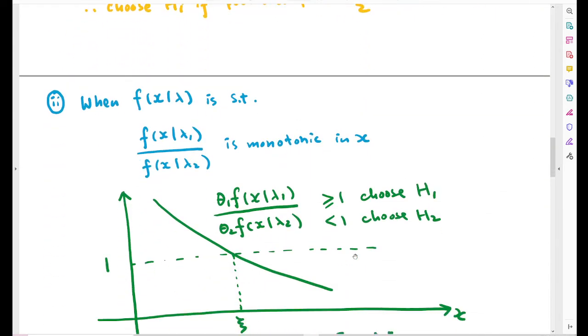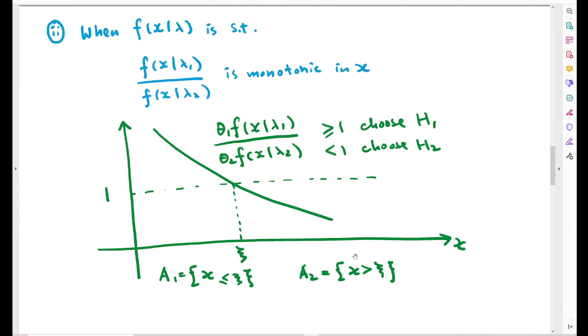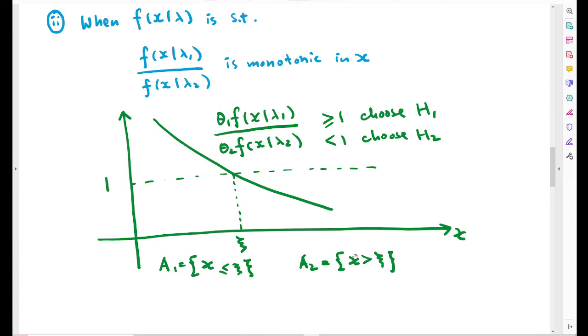Okay, let's continue. Also, in the previous analysis, I did not say anything about the shape of region A, A1 and A2, right? They may not be a simple interval. They may be a union of many intervals or consist of many points. I did not prove anything. Here is a case where we know that region A1 and region A2 form a very nice partition of the sample space into two intervals.